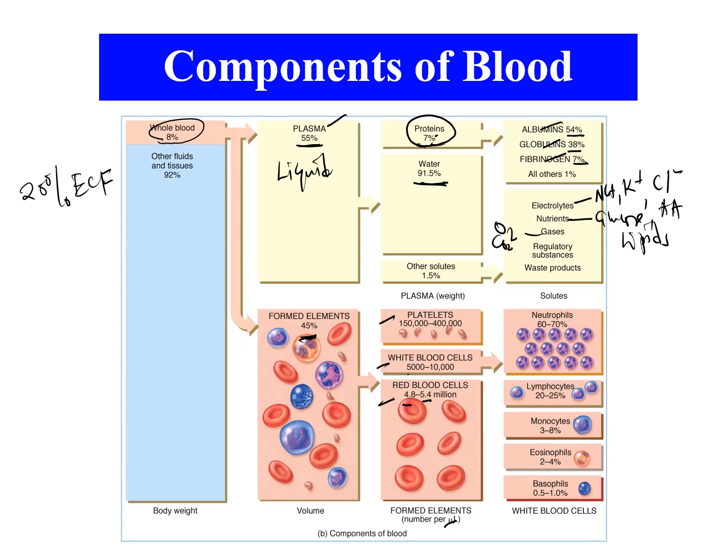White blood cells make up about 5,000 to 10,000 cells per microliter, and these white blood cells are of different types. We have neutrophils, lymphocytes, monocytes, eosinophils, and basophils, which we are going to explore in detail in the next video when we look at white blood cells. Platelets form about 150,000 to 400,000 cells per microliter. So if you look at the formed elements, the most abundant are the red blood cells, which make up 4.8 to 5.4 million cells per microliter.